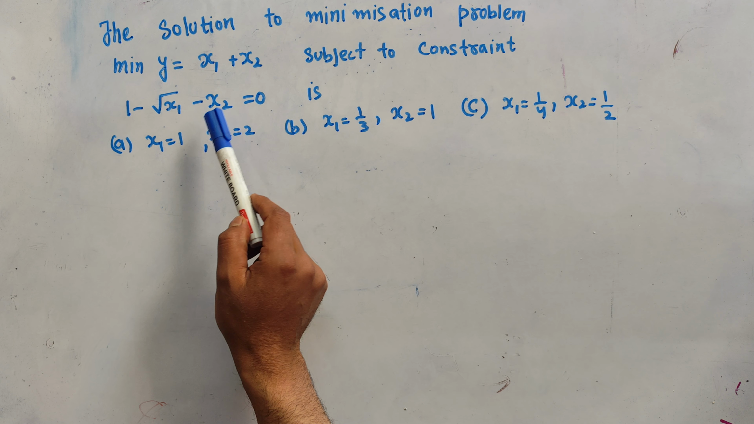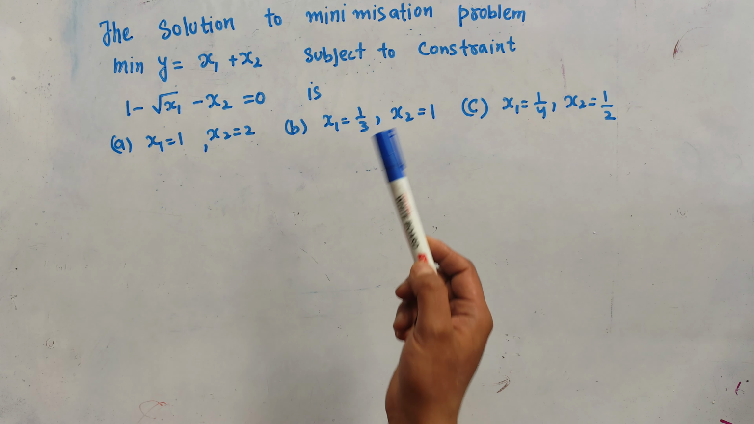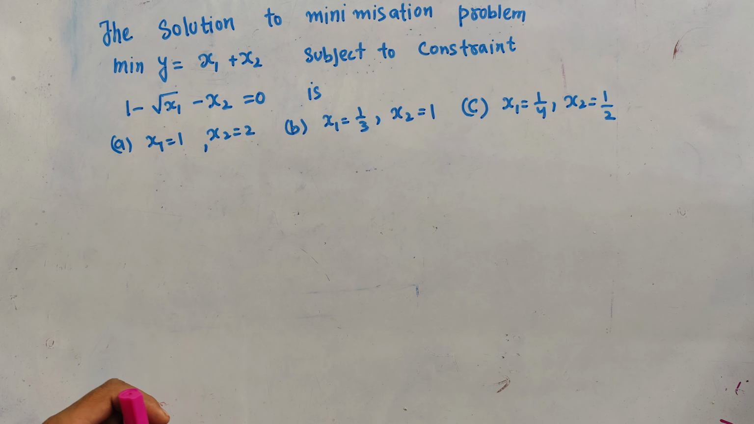In this video, we will solve a minimization problem. The question is the solution to the minimization problem, that is, minimize y equals x1 plus x2 subject to the constraint 1 minus under root x1 minus x2 equals 0. Options are being given. We need to find out the correct option here.